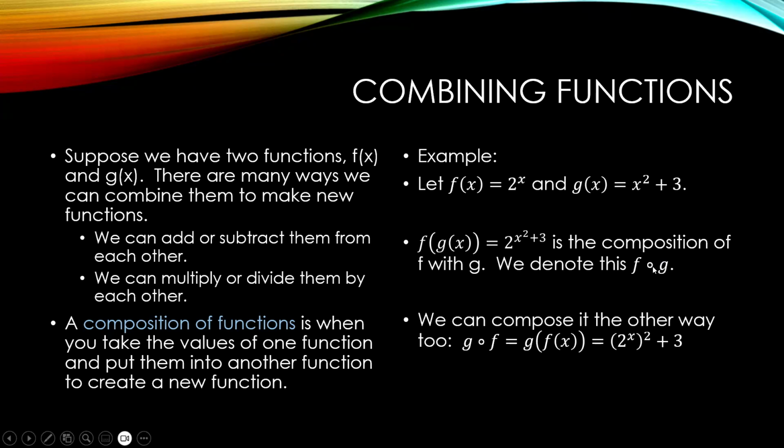We can use this little round circle to represent the composition of functions. We can also compose it the other way around. If we did g of f, well, g of f of x would be 2 to the x going wherever we have an x over here. And so it would be (2 to the x) squared plus 3. Note that f of g and g of f are different. We do not have a commutative property.